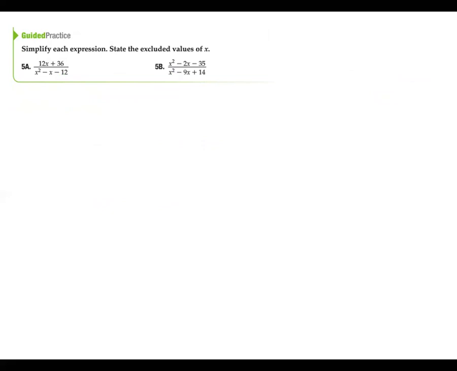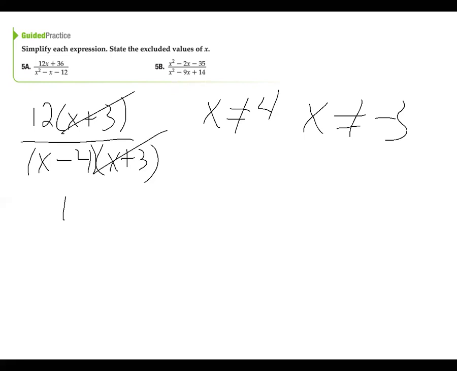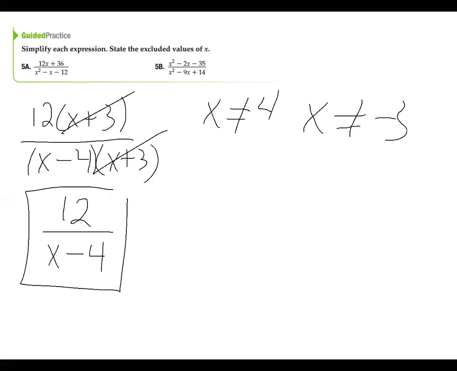All right, we're back. 5a, factor out a 12, so you get x plus 3. And the denominator is going to be x minus 4 times x plus 3. Okay. The excluded values are x not equal to 4 and x not equal to -3. Okay. And then in this one, the x plus 3's cross cancel, and you have 12 over x minus 4. And that's your final answer there with the excluded values. Okay, no opposites in that one, so we didn't have to cross cancel anything to a -1.